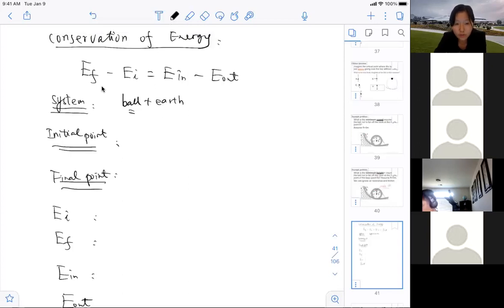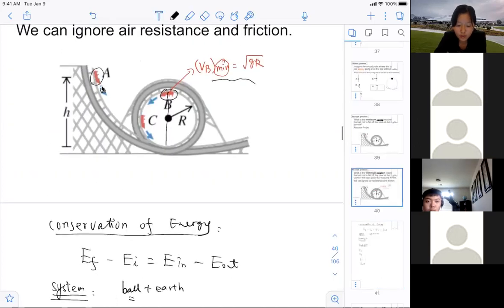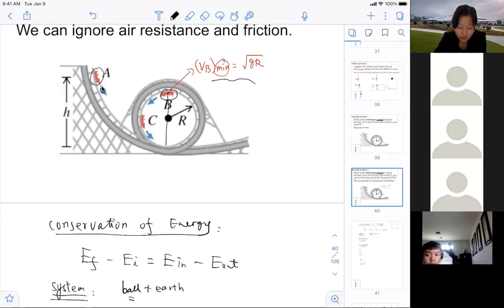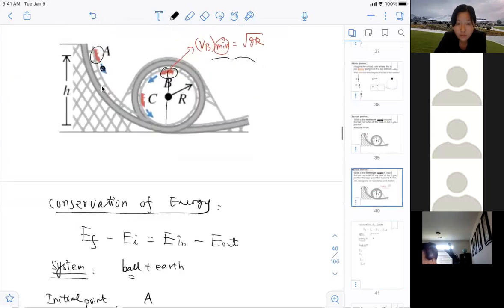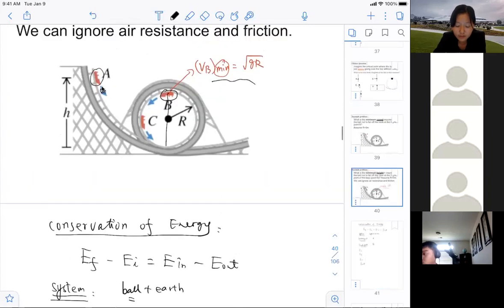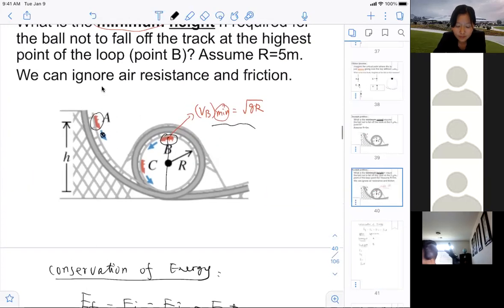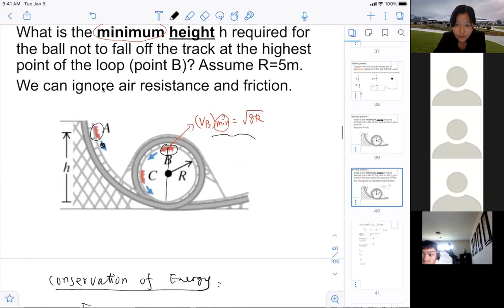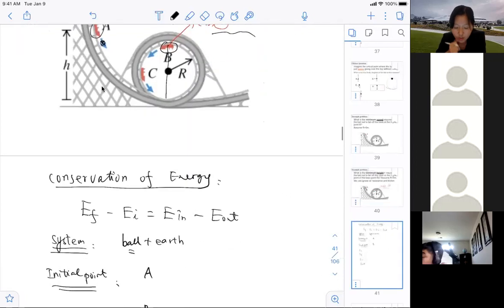And what would be your initial point? This is a physics process. Which point is the initial point you're trying to evaluate? Point A. Point A, and your final point B? B. Why don't we choose C to be our final point? Because we want the ball to have a velocity that allows it to continue going at B, and we don't really care about C because we know once it gets to C, it'll be fine. Yeah, very good, very good. The information we're trying to evaluate is to make it over at point B.